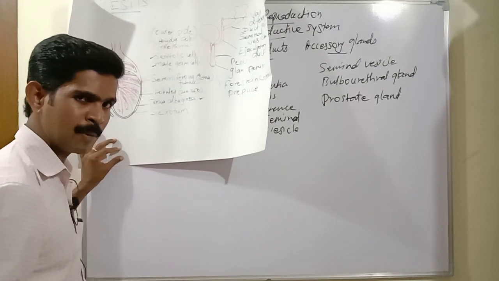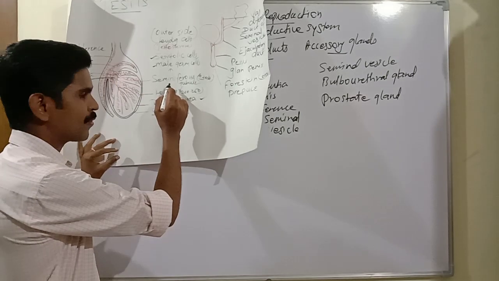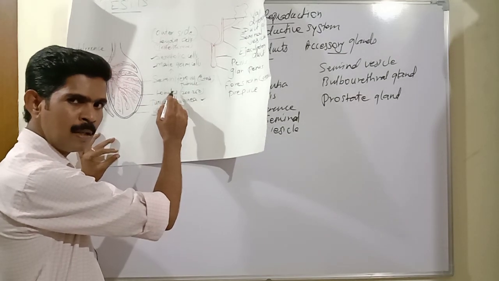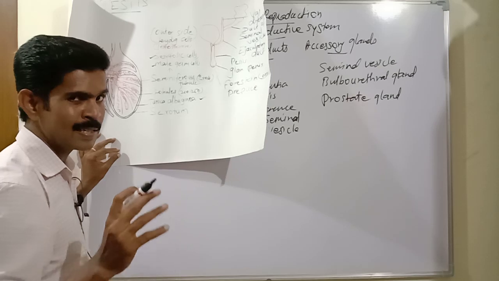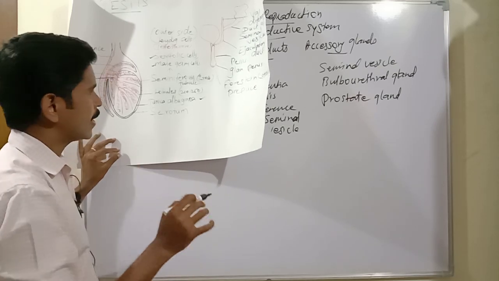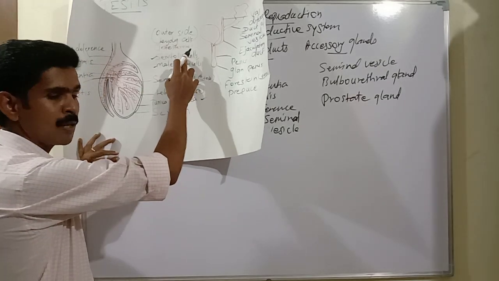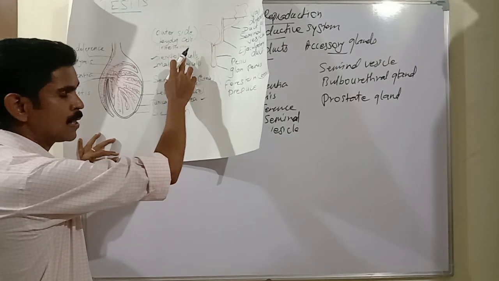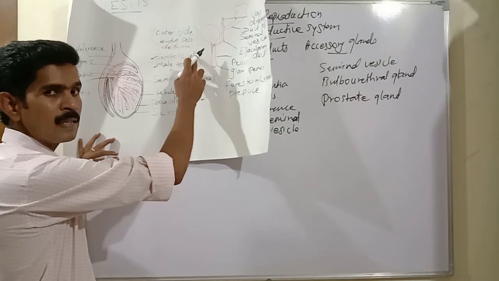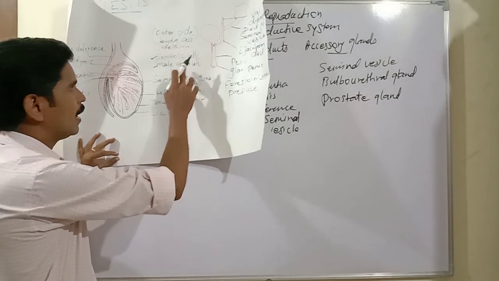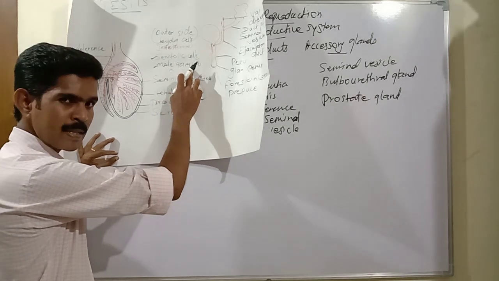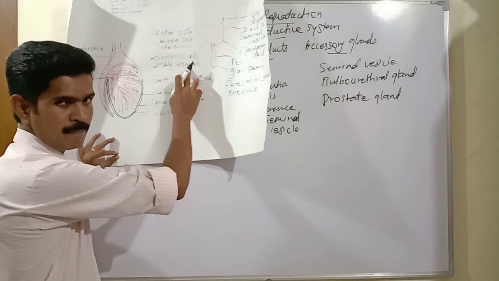So once again, repeat this point. The seminiferous tubule is made up of stratified epithelial tissue. This stratified epithelial tissue consists of two types of cells: Sertoli cell, otherwise called nurse cell, and the second one is male germ cell, otherwise called spermatogonia cell.